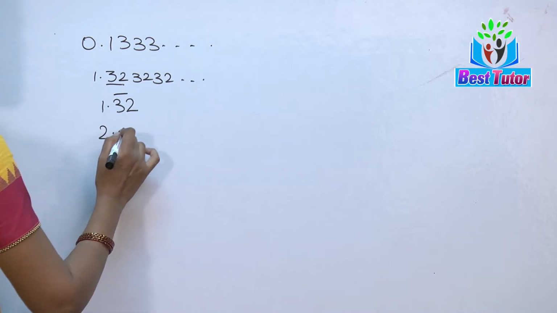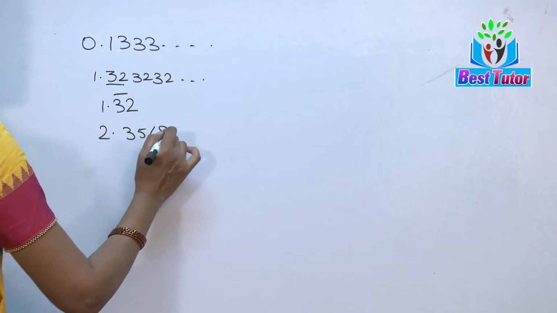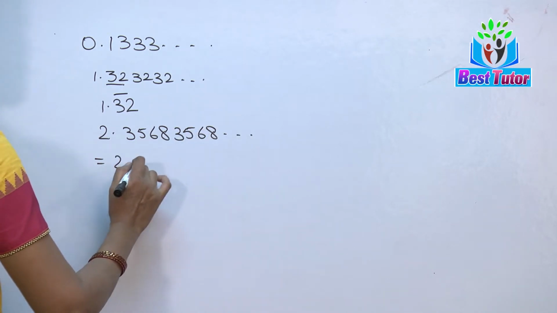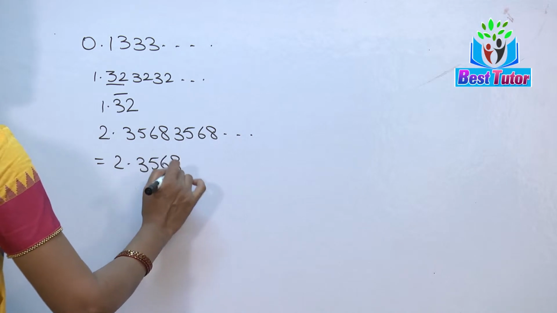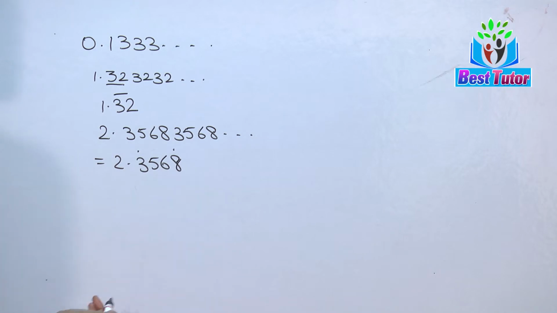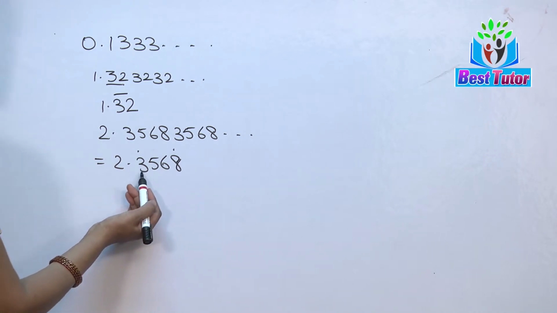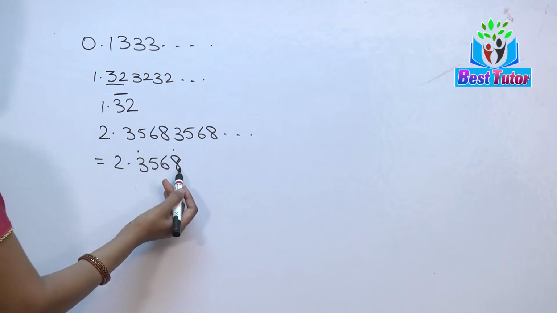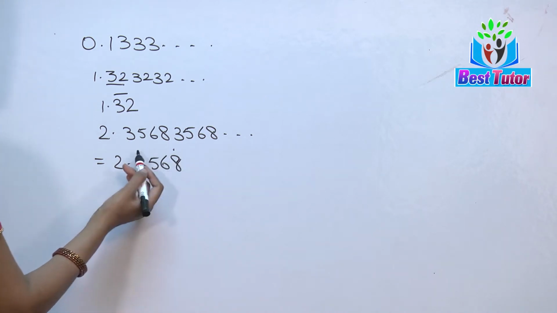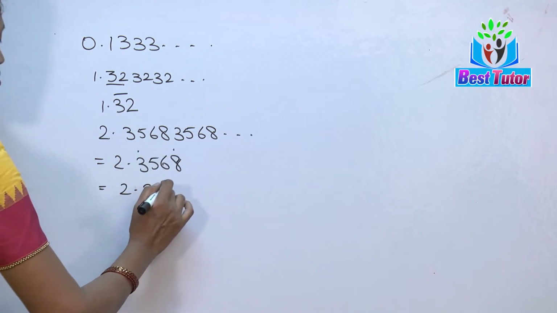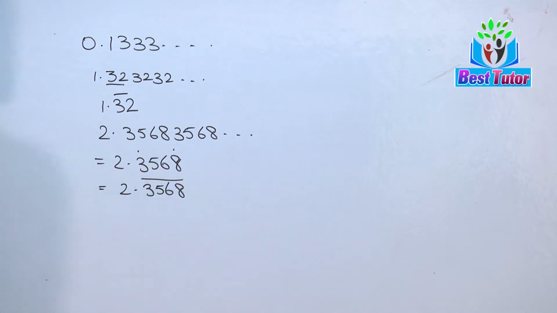If we have 2.3568 3568, and so on, you don't have to put the bar on all the digits. You can put a dot on the first and the ending of the repeating decimal. That means the first digit and the last digit of the recurring part. So it's going to be 2.3568, where 3 and 8 carry a dot above them, or 2.3568 bar. This is the notation of recurring decimals.